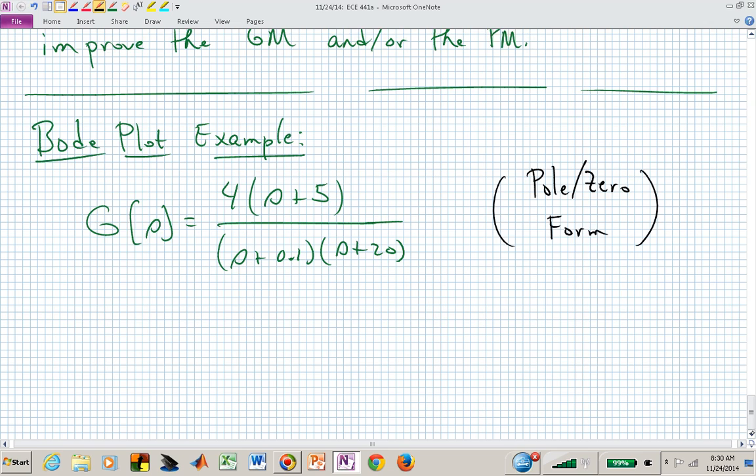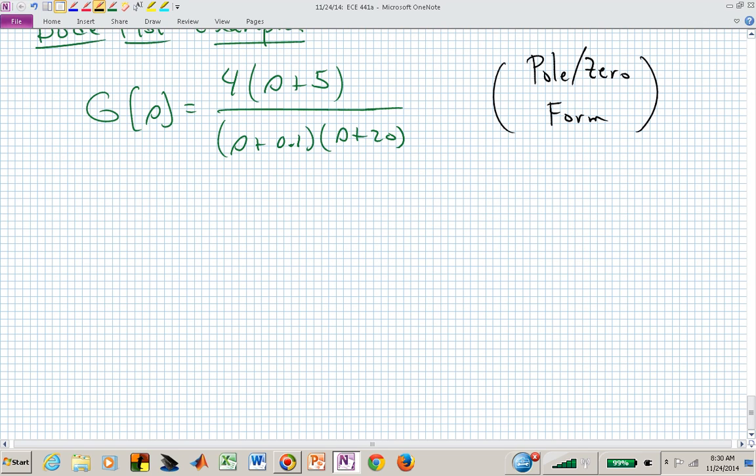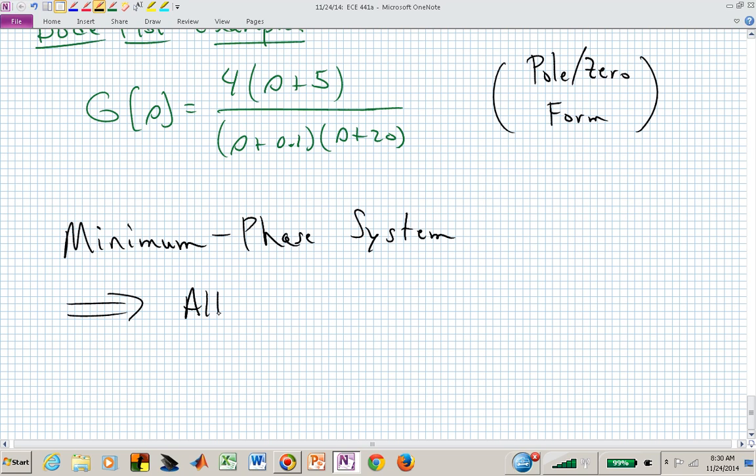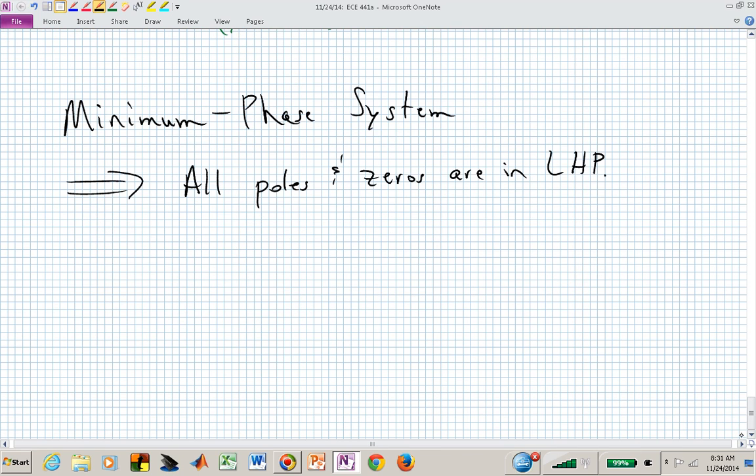But now, somebody already said that all the poles and the zeros are in the left half plane, and there's a terminology used to describe that, and that is that we have a minimum phase system, which is that all poles and zeros are in the left half plane. Let's just quickly go over where that phrase or that description comes from.